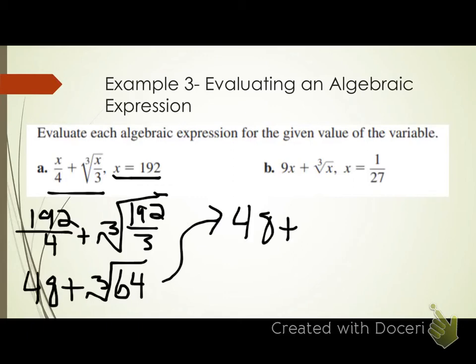So what would the cube root of 64 give me? 4. And 48 plus 4? 52. Questions on letter A? Good. Letter B. Can I erase letter A? Yeah.